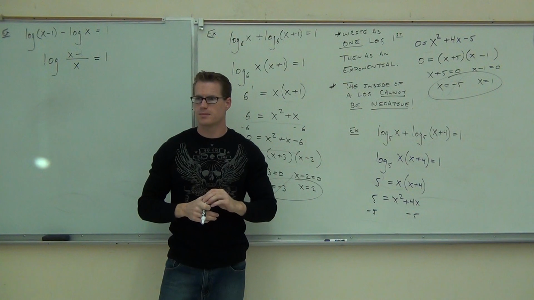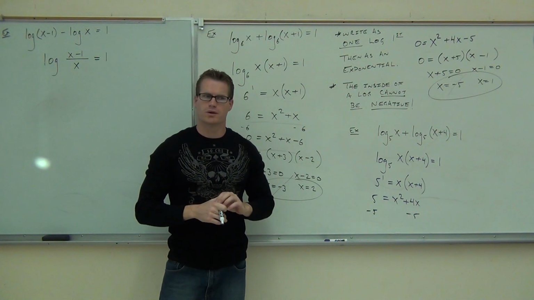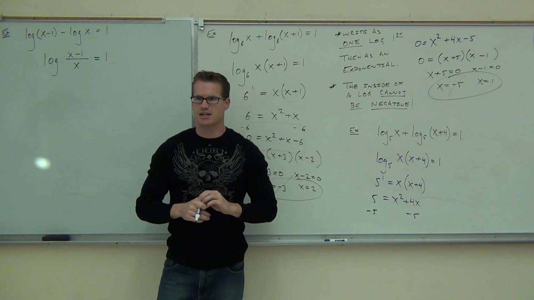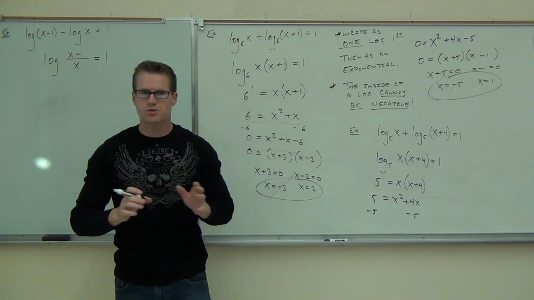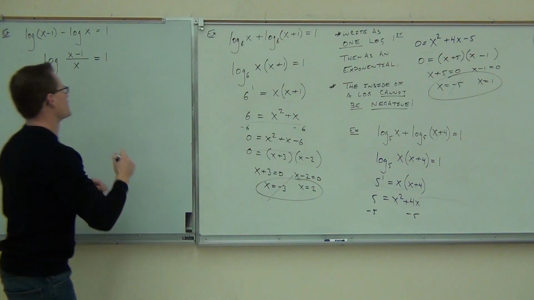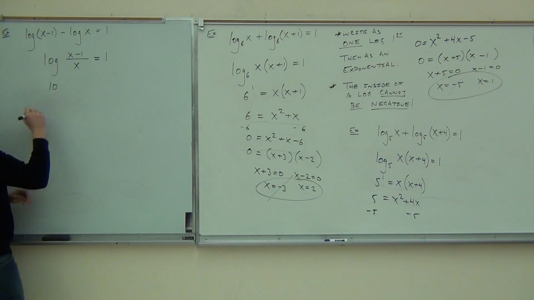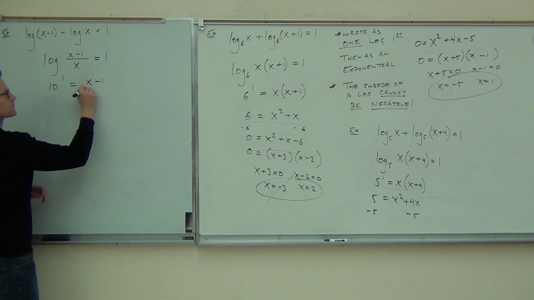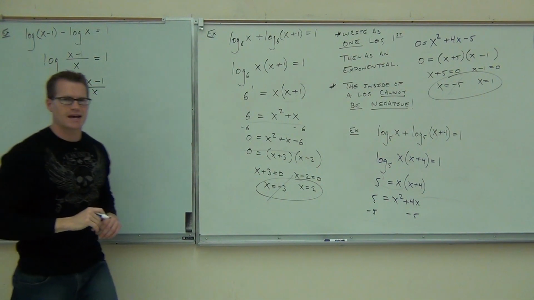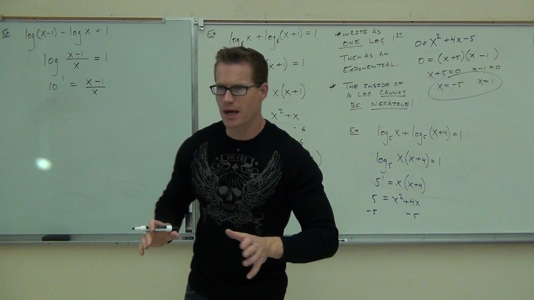So far, so good? Now, it looks a little weird, but can you write that as an exponential right now? As soon as you get one logarithm, you're supposed to write it as exponential. What's our base again? 10. So I'm going to have 10 to what power? First power. Equals x minus 1 over x. Now it looks kind of nasty, but just stick with it. Okay, don't give up yet.